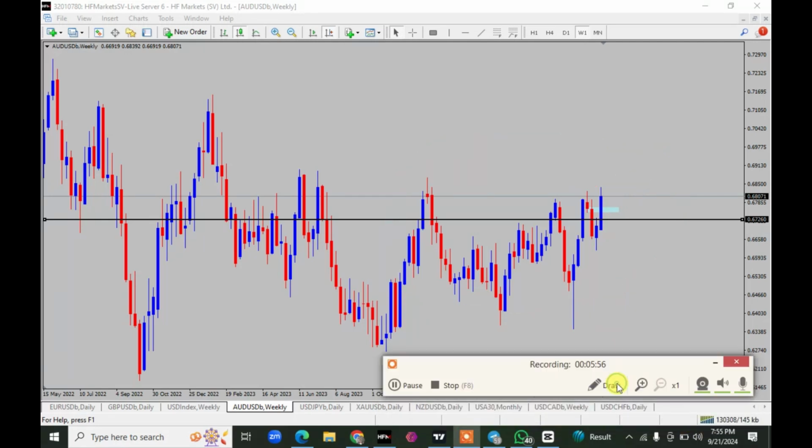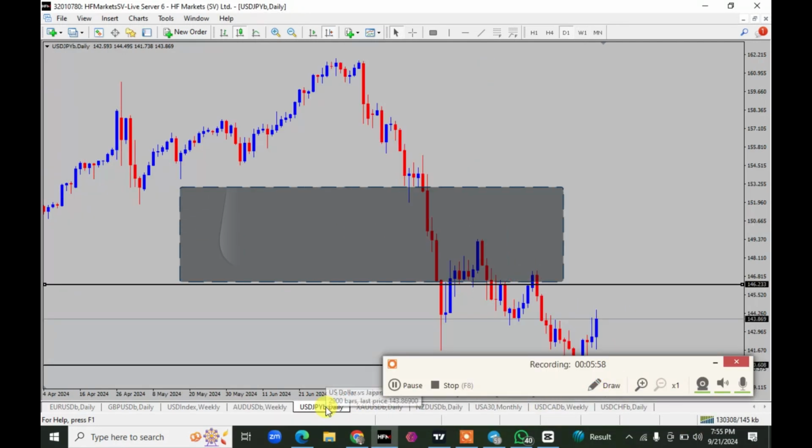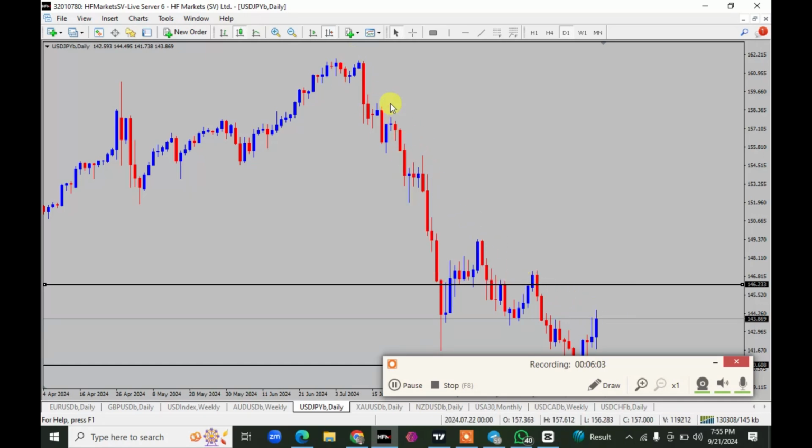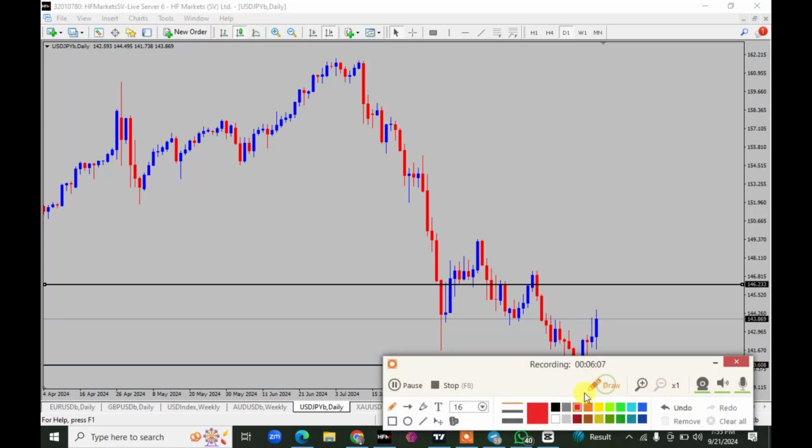So let's look at our next pair, which is the USDJPY. On the USDJPY, you can see that we still have a downtrend structure. So long as we have this downtrend structure, it shows that the USDJPY will continue to drop this week. So we'll be expecting price to touch this resistance, then we'll see price pushing lower.